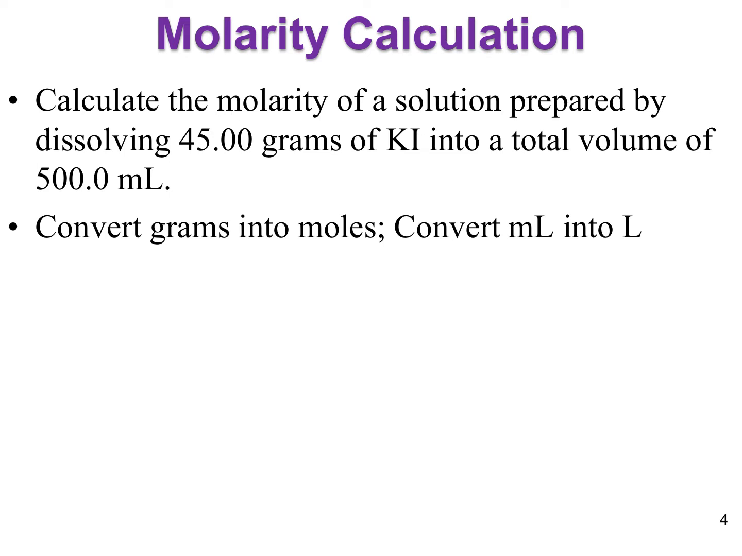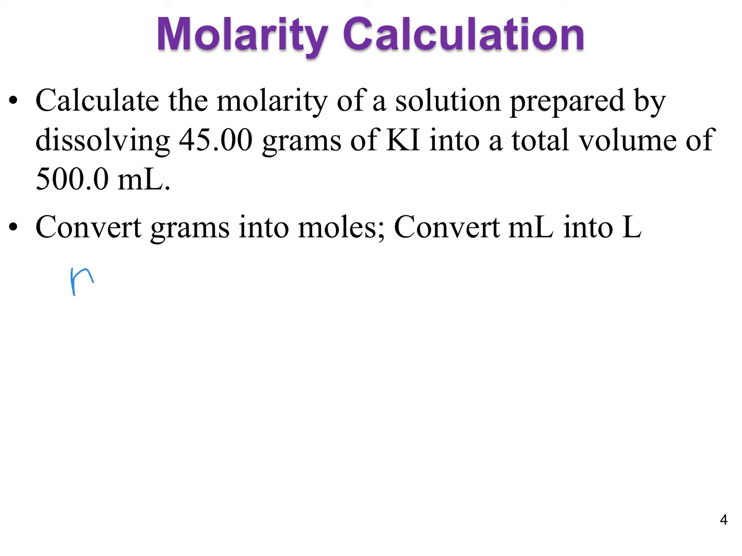In this problem, 45 grams of potassium iodide will be dissolved in enough water to make a solution with a volume of 500 milliliters. Since molarity is moles divided by volume in liters, the mass will have to be converted to moles, and the volume will have to be converted to liters. Then the molarity can be calculated.